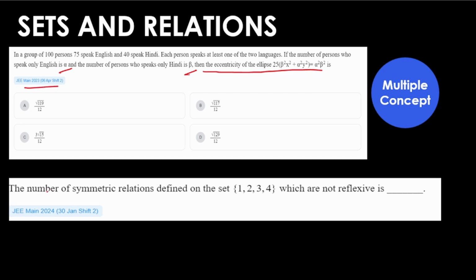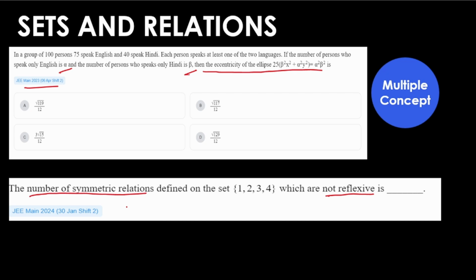And this is another question asking us to find the number of symmetric relations which are not reflexive. Finding the symmetric relations which are not reflexive is not mentioned in your NCERT. And this question has a formula. Finding the number of symmetric relations which are not reflexive has a formula.